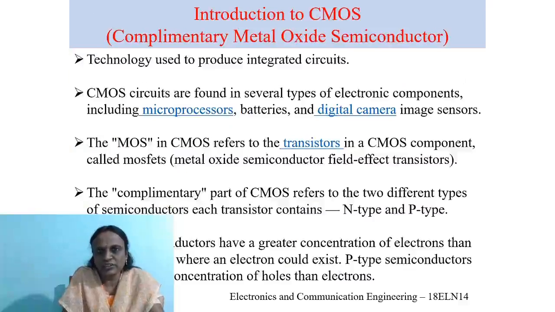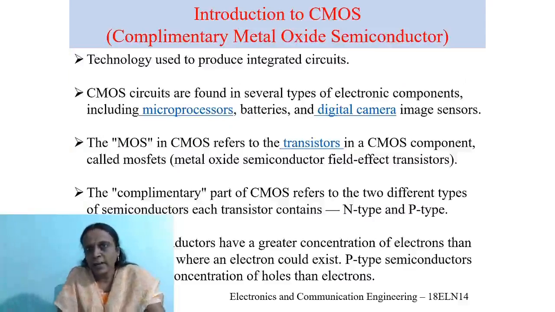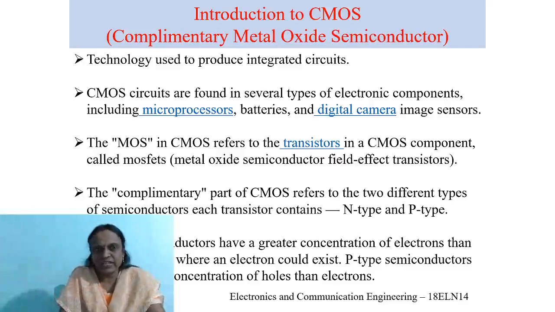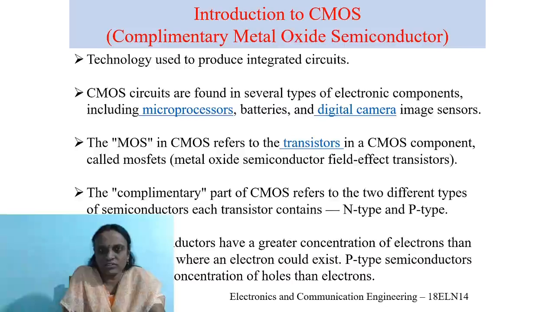Next, going on to the introduction of CMOS, that is, complementary metal oxide semiconductor. After listing out the differences between JFET and MOSFET, we are going in for it.